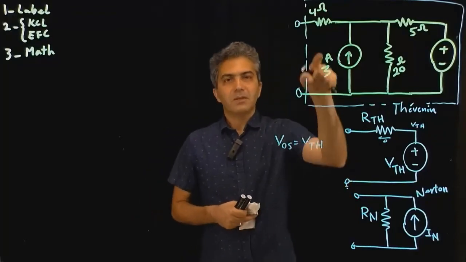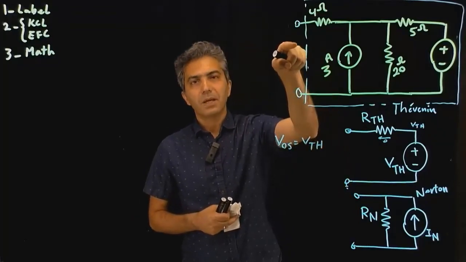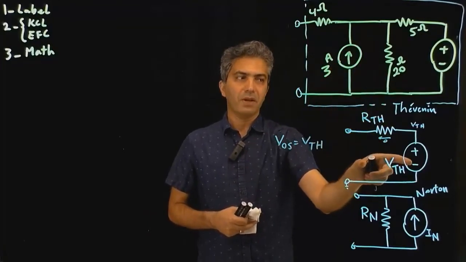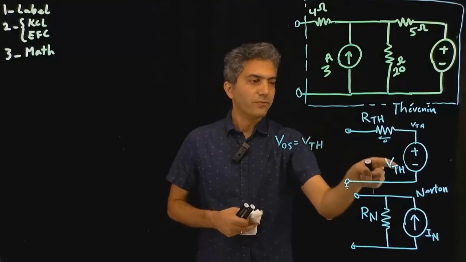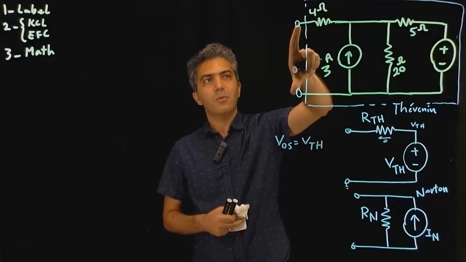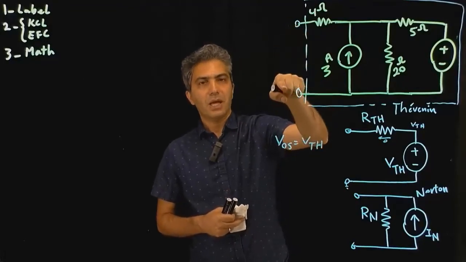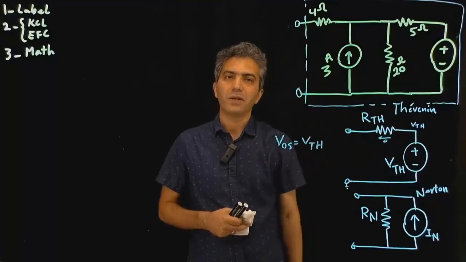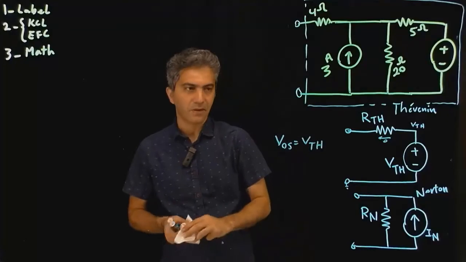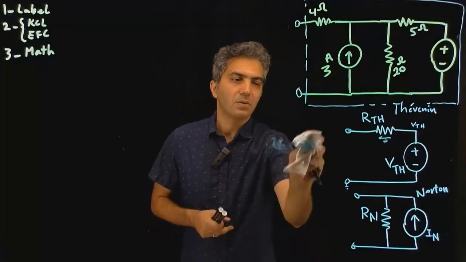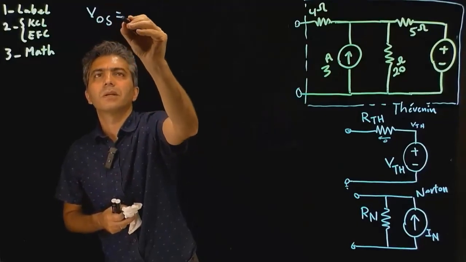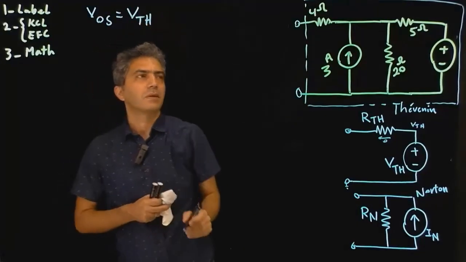And if I'm claiming that these 2 circuits are the same, the same thing should happen here. In other words, when I want to model this circuit with this Thevenin equivalent, in order to figure out what Thevenin is, all I need to do is to leave this circuit open, calculate this voltage, and then that would give me the value for Thevenin. So let's do that and quickly calculate Thevenin. So we know now that V open circuit is the same as Thevenin.